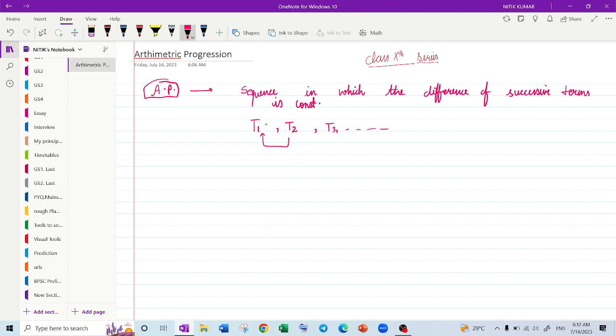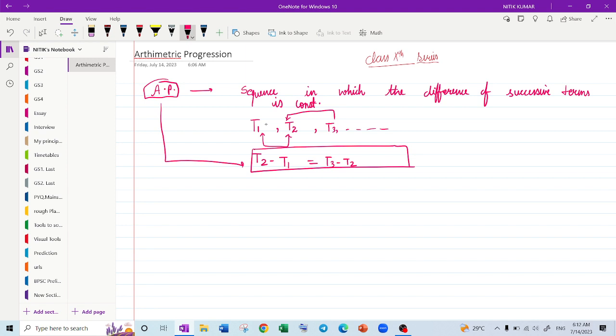If I take any two successive terms, T2 and T1, the difference of the second term and first term is T2 minus T1. Similarly, it will become T3 minus T2. The definition of AP says the difference should be constant. It means T2 minus T1 should be equal to T3 minus T2, and it is constant, which is D.